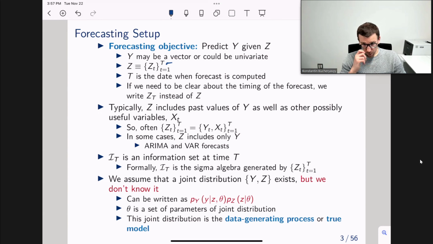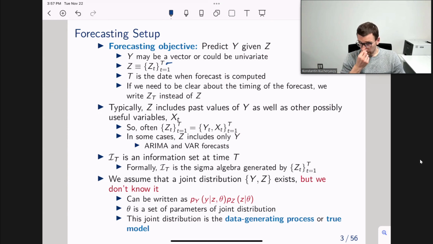Then we wrap everything we know up to time t into the information set. And formally, probably you know it from your probability class or econometrics class, this information set is the sigma algebra generated by Z_t. But it's not that important for us. Formally, this is what it is. If you know it, great, then it can ring the bell. If you don't know it, fine. We are not going to use this terminology much. It's just to set the formality.